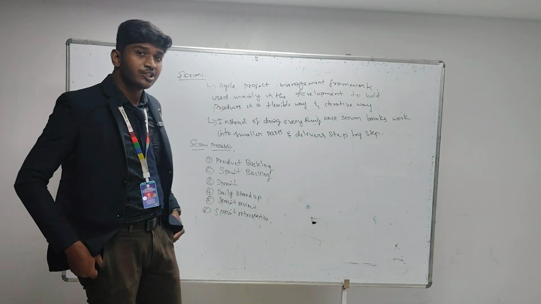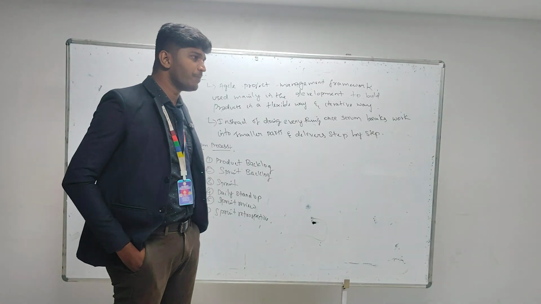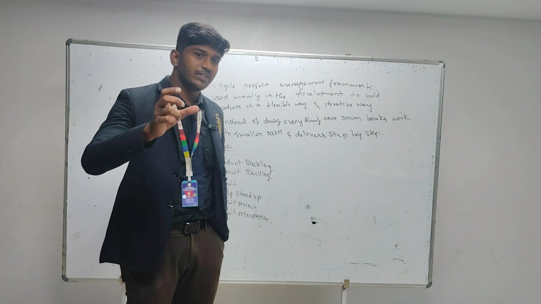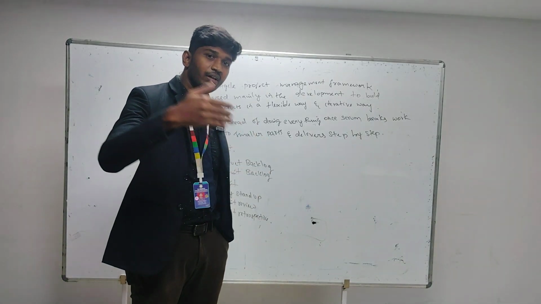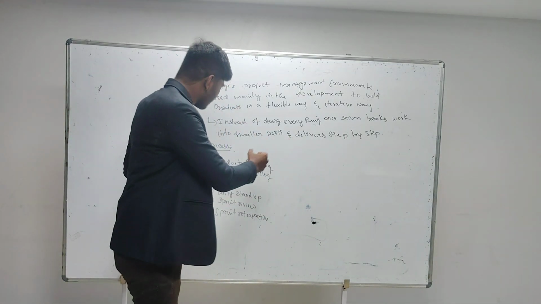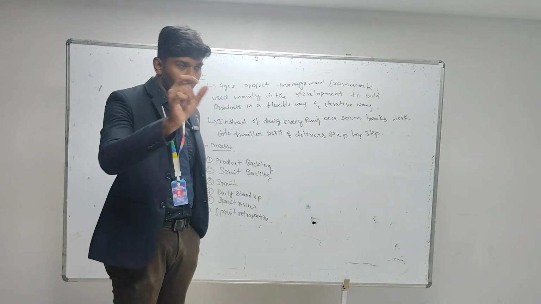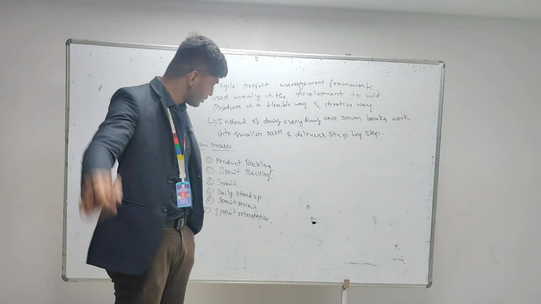Okay, next one is sprint backlog. Sprint backlog means, as I said, each and every application is derived with multiple pages. So for each of the multiple pages you will be going with the sprint backlog. The sprint life cycle will last one to six weeks, not more than one to six weeks.